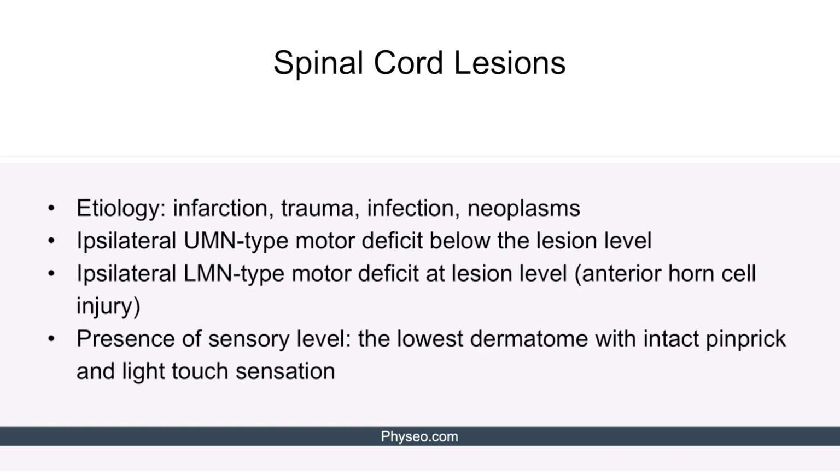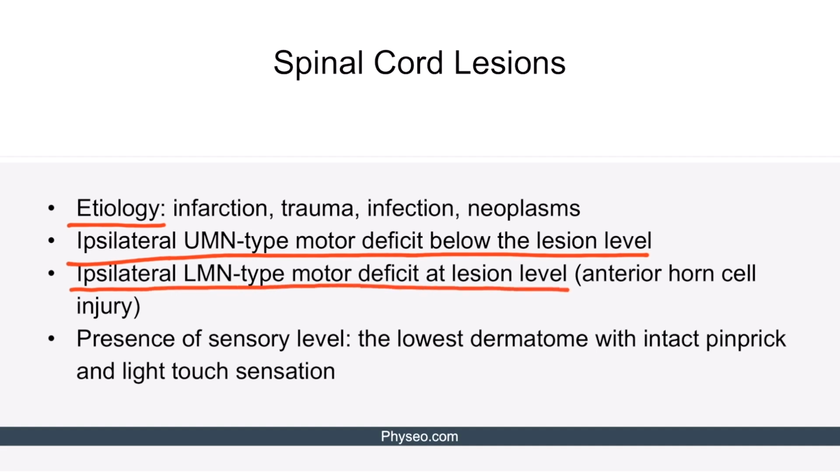Let's move on to the spinal cord lesions. These can be caused by infarction, trauma, infection, and neoplasms. Importantly, the patient presents with ipsilateral motor deficits of upper motor neuron type below the level of lesion. On the other hand, there are ipsilateral motor deficits of lower motor neuron type at the level of lesion. This results from injury of anterior horn cells at the lesion level.